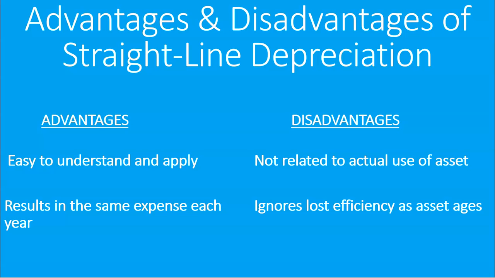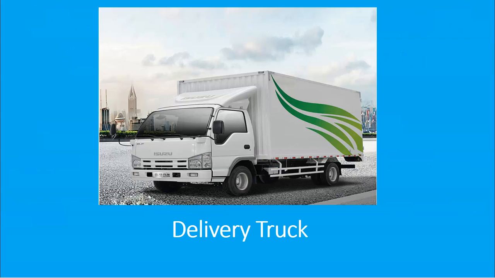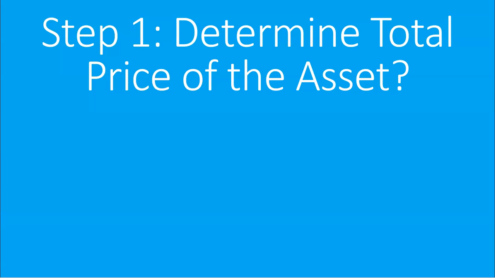Okay, so we have some advantages, ease of use, disadvantages. It's probably the least accurate type of depreciation because it does not follow the matching principle very well. So here is a picture of our delivery truck, and we need to determine how we are going to go about depreciating or allocating the total cost of this delivery truck over the delivery truck's useful life. Okay, so step one, we have to determine the total price of the asset.